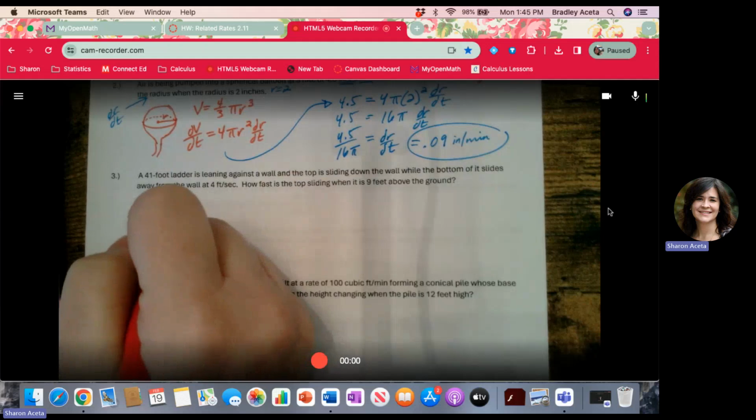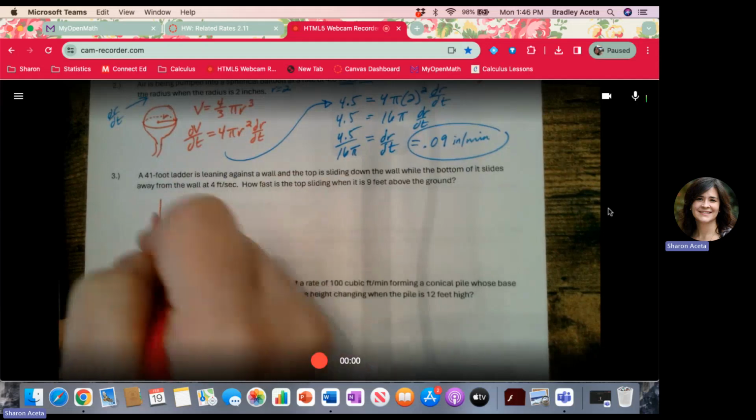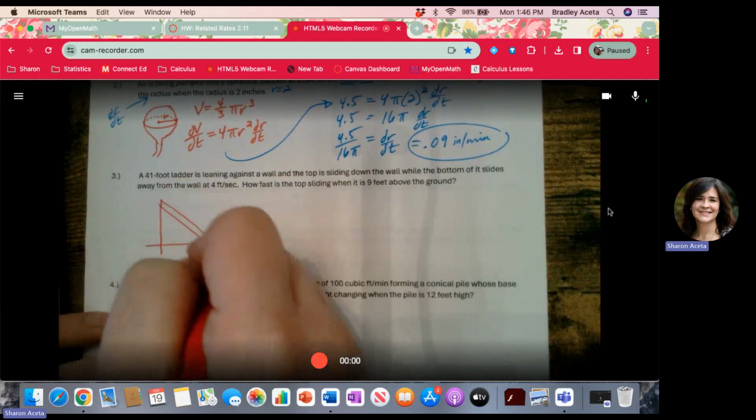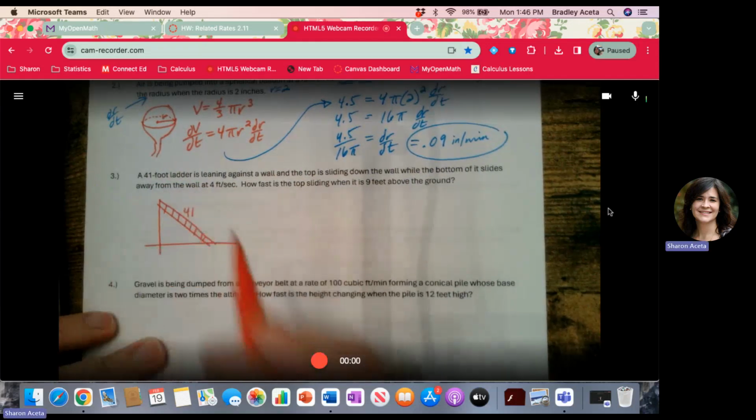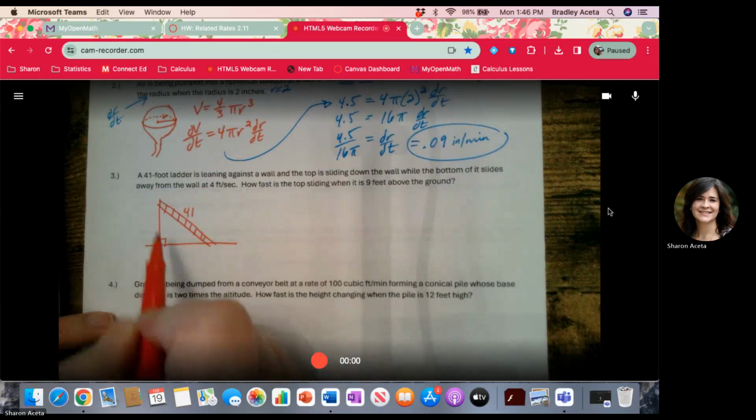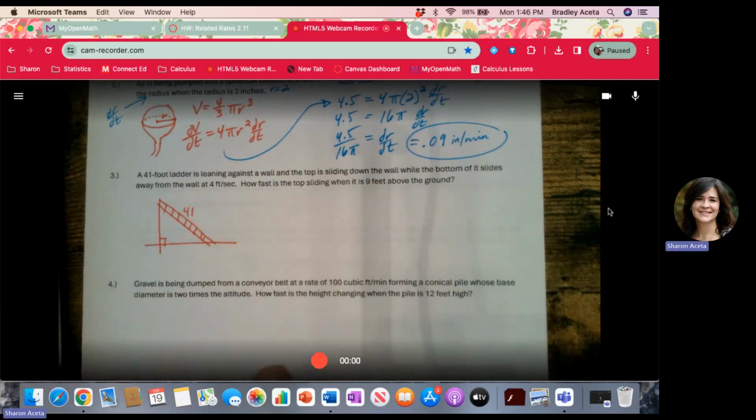Okay. So let's do this real quick. Let's kind of draw this. We got this ladder leaning up against a wall. We know the ladder is 41 feet. Look at what shape I've drawn. It looks to me like a right triangle.